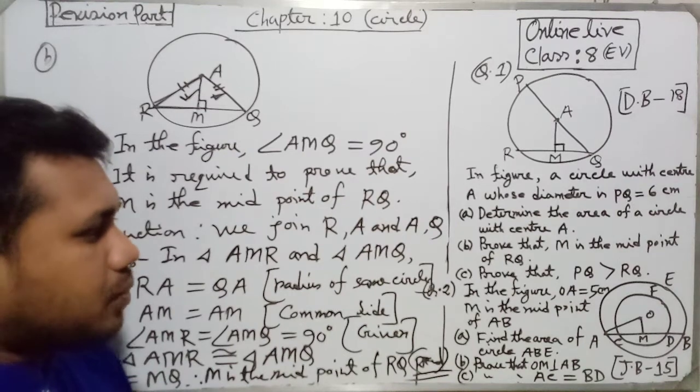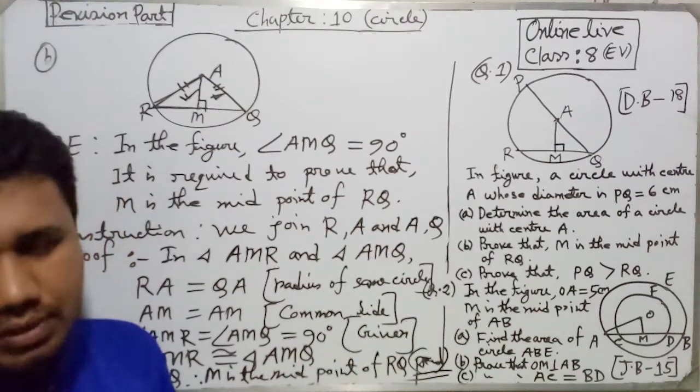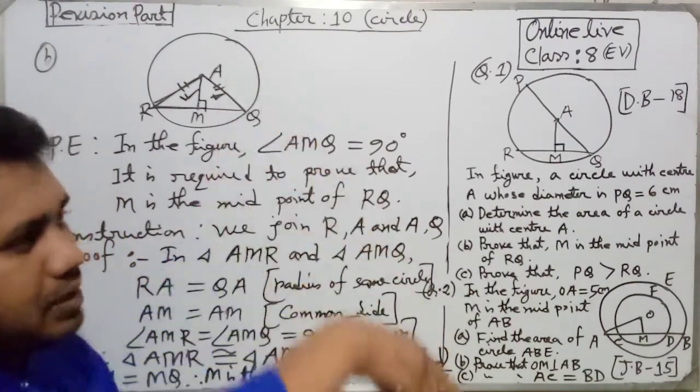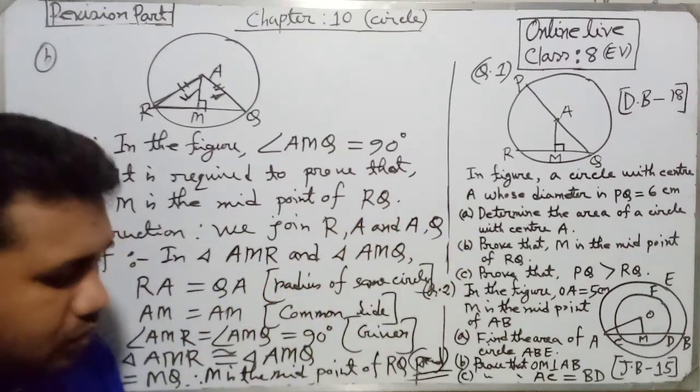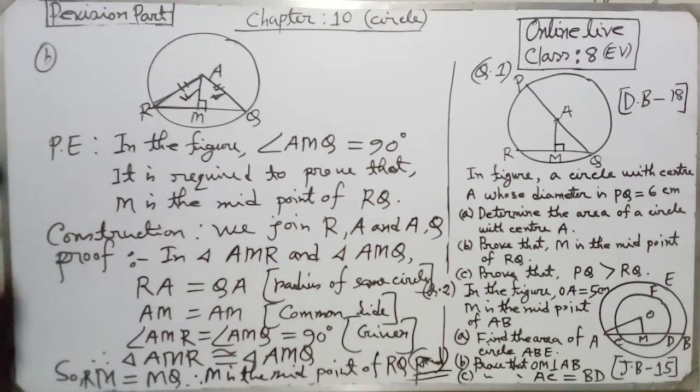Now C number, prove that PQ greater than RQ. That means we have to prove that diameter, here PQ is the diameter, RQ is any chord. We have to prove that diameter is the greatest chord.